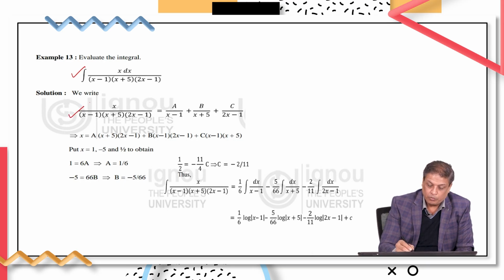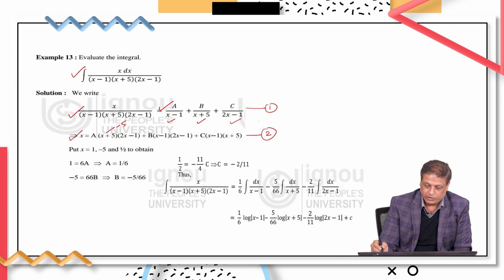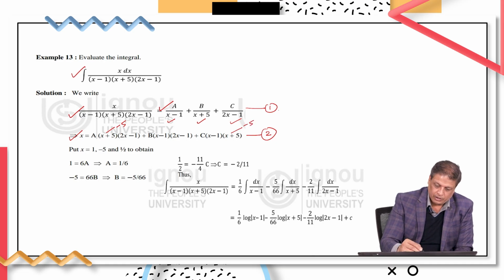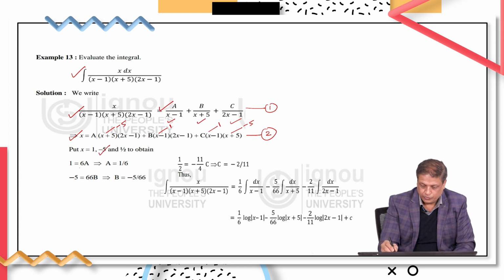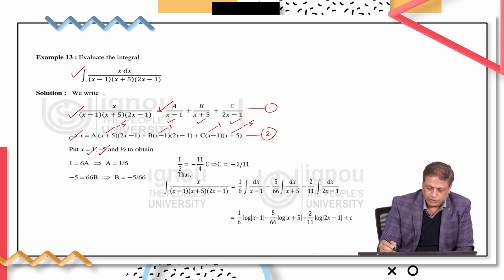Substituting x equal to 1, component B will vanish and component C will also vanish. So we got x equal to minus 5 and x equal to 1. The third value of x for which the components will vanish is x equal to 1 by 2. So we got three values: 1, minus 5 and 1 by 2. Now we again use the same strategy to solve equation number 2 by substituting different values. Firstly, we substitute the value x equal to 1 in equation number 2, and you will get the value of A.